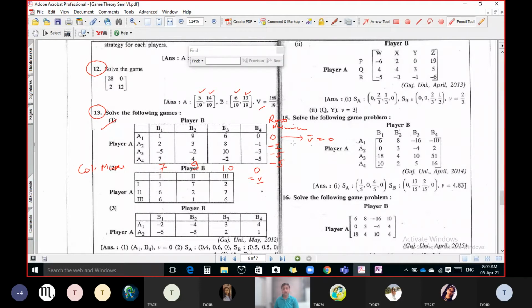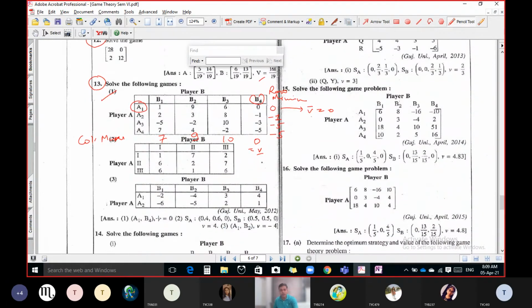And see, lower value and upper value are the same. Because they are the same, we can say that the game has a saddle point. The game is strictly determinable. That means player A will always take A1, meaning the probability for that is 100% and the remaining probability is 0. And B will take B4 because 0 is here. So A will take A1, B will take B4, and the value of game is 0 because both values are the same. So that is my final answer. This is very simple.